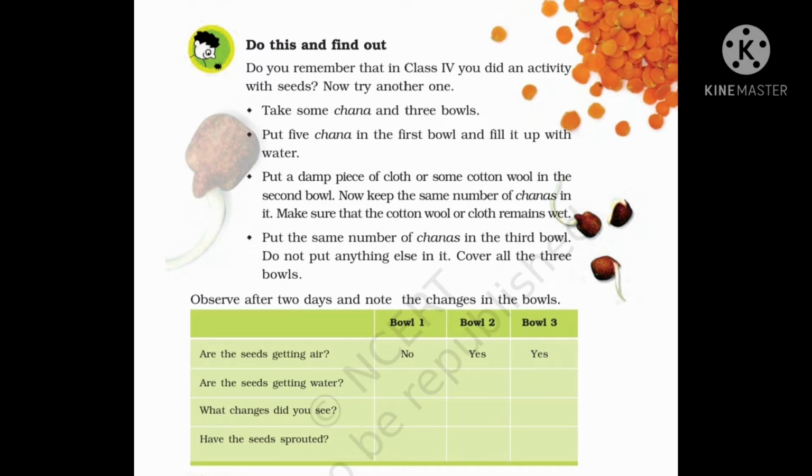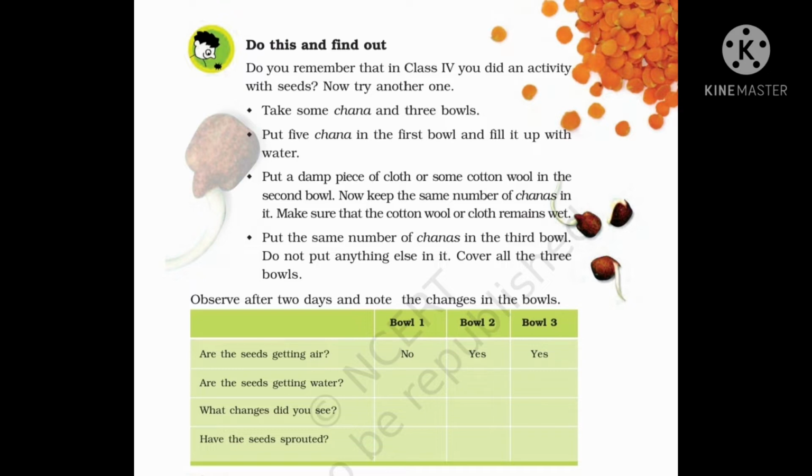Take some chana and 3 bowls. Put the chana in the first bowl and fill it up with water. Put a damp piece of cloth or some cotton wool in the second bowl. Now keep the same number of chanas in it. Make sure that the cotton or wool remains wet.